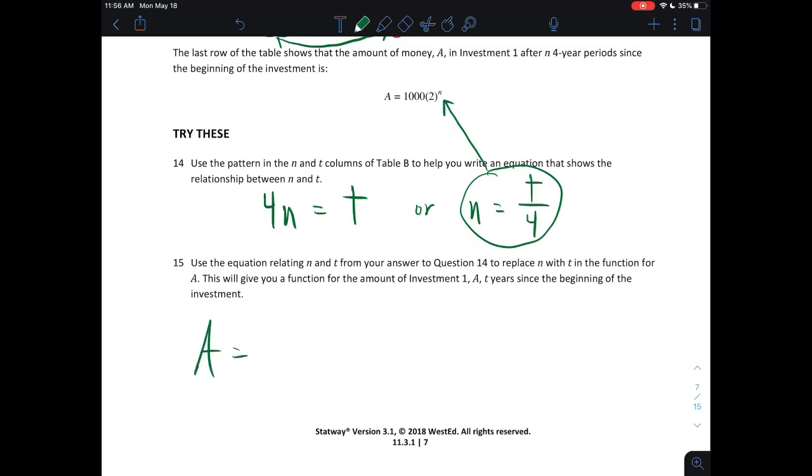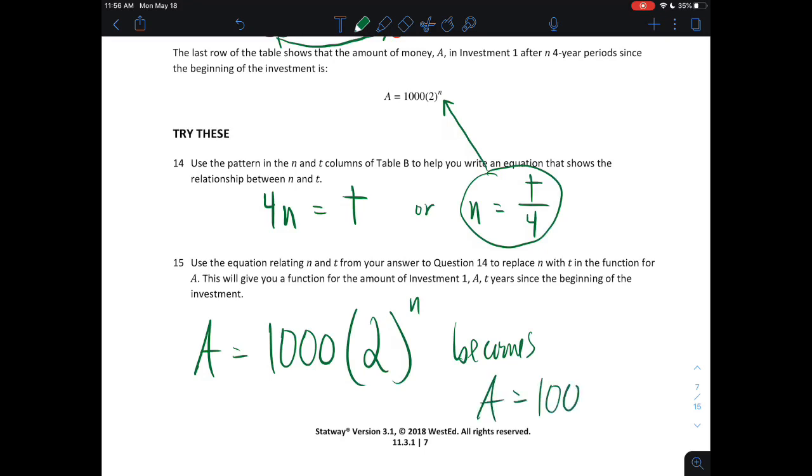So A is equal to 1,000 times 2 to the n becomes capital A is equal to 1,000 times 2 raised to the t over 4 power. And that becomes our formula where we can now find the amount for any time t, where now t is measured in years.